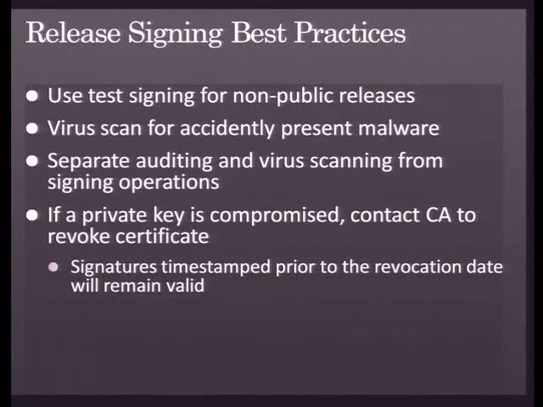If your private key is compromised, you need to contact the certification authority that issued the code signing certificate and have that certificate revoked. If you properly timestamped your binaries, this will ensure that the revocation notification will not invalidate any of your previous signatures, but it will keep an attacker from creating new signatures with your compromised private key.